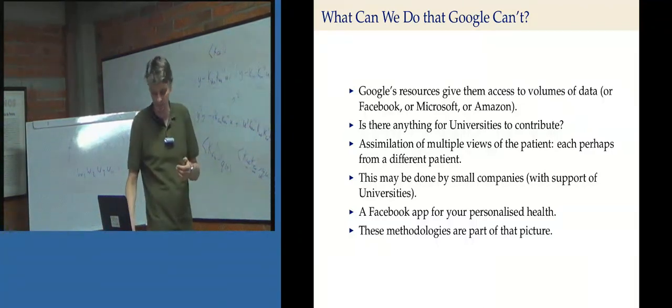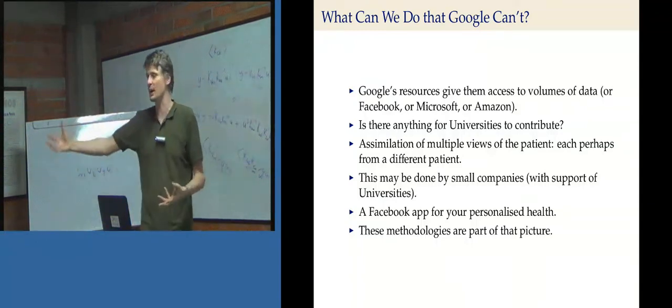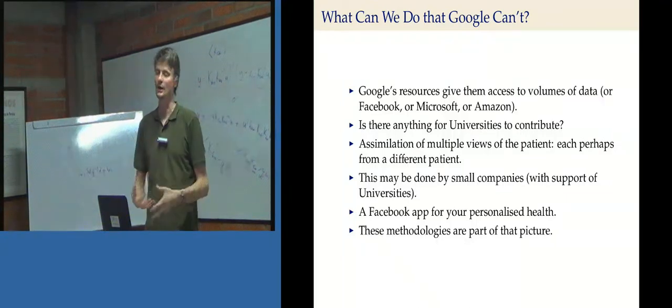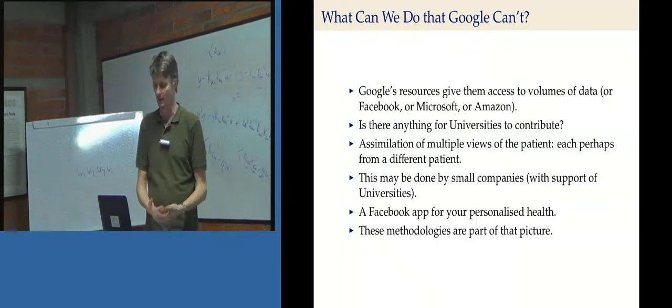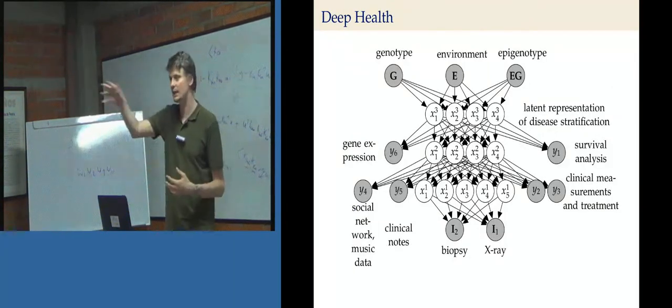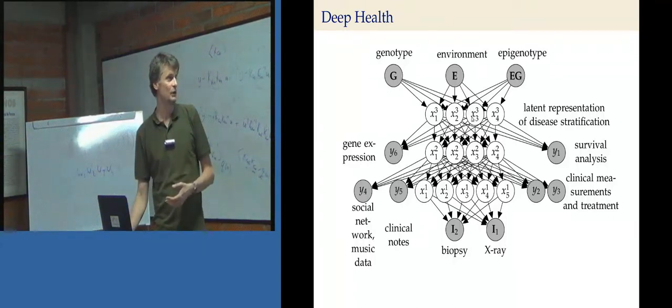This is the big picture for the group: what we'd like to do is use these models to pull together multiple views of patients in medical situations and try to make predictions about their health. So I call this idea deep health. And this is pulling together everything you've learned so far. First of all, it's a deep structure. Why is it a deep structure?